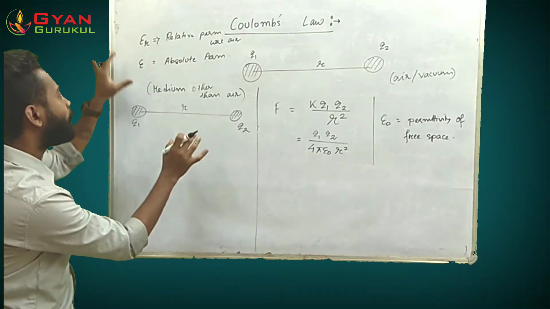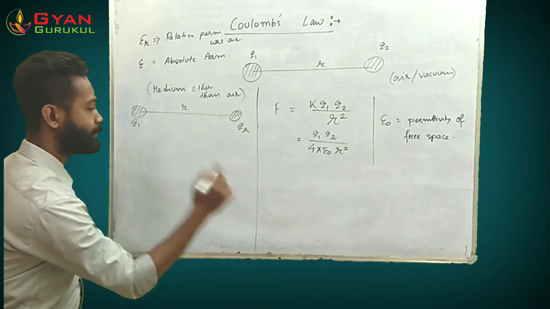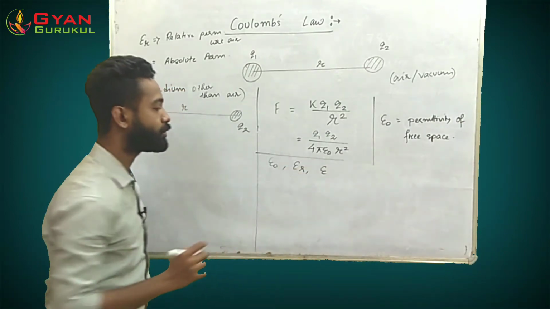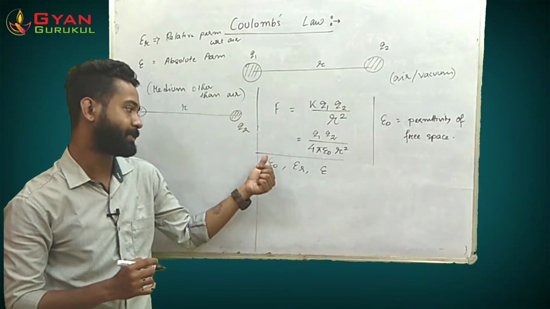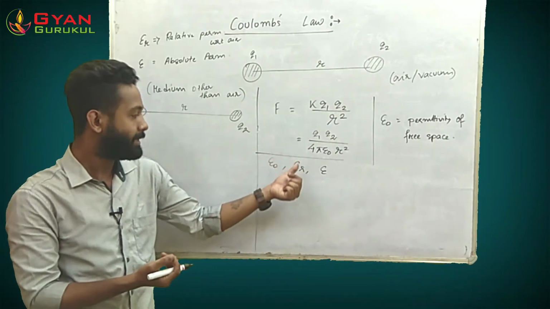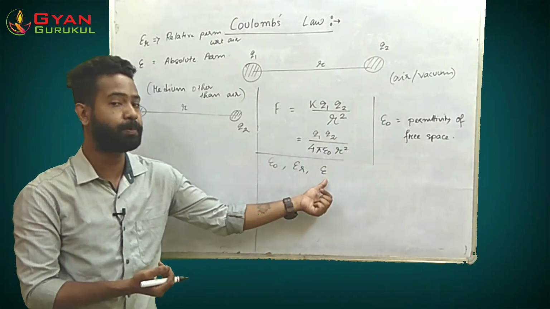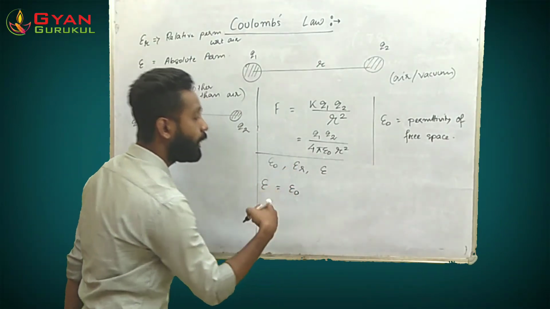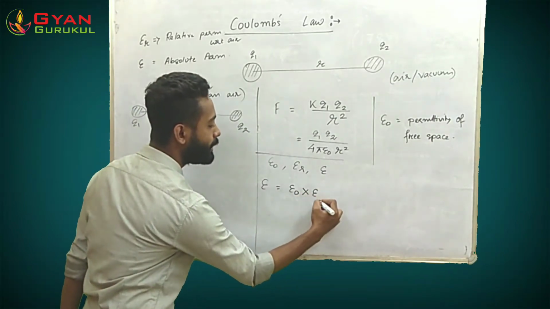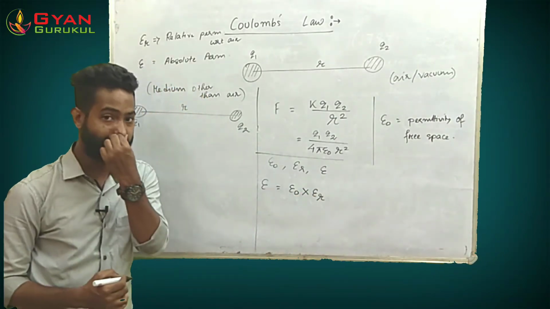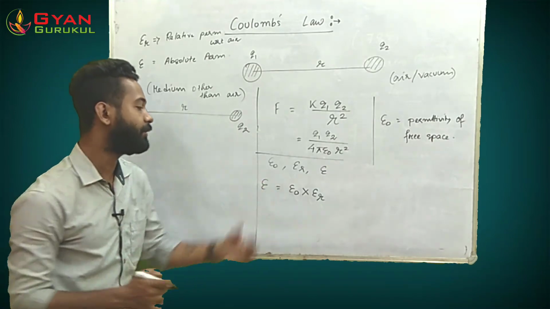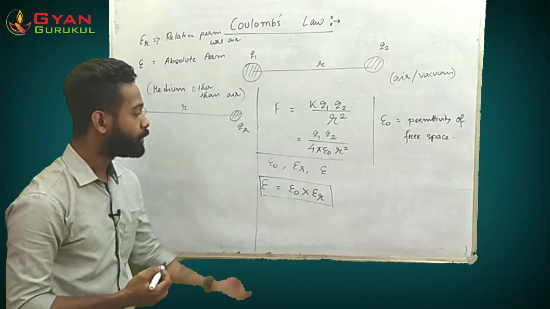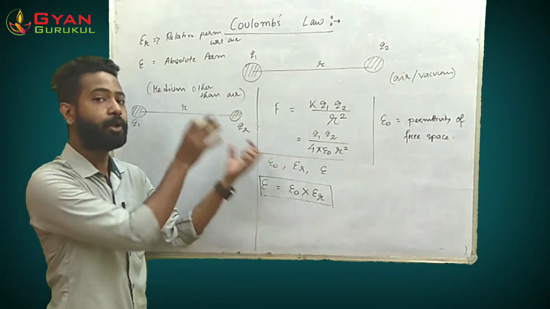Now, what are the relations between these three types of epsilon: epsilon naught, epsilon r, and epsilon? First of all, you need to know their names. This is epsilon naught, or permittivity of free space. This is relative permittivity, and this is absolute permittivity. Absolute permittivity is given by permittivity of free space into relative permittivity of the medium. That's a very basic and general formula that you need to keep in mind whenever you are dealing with a different medium. This formula will help you solve the numerical as a whole.